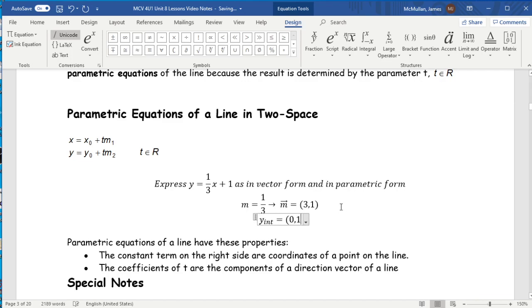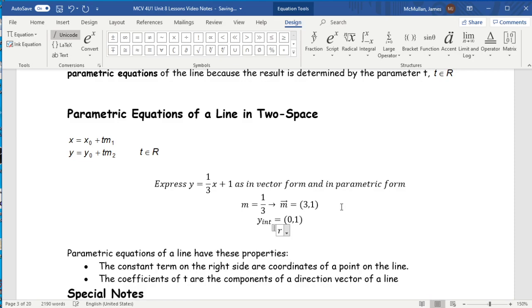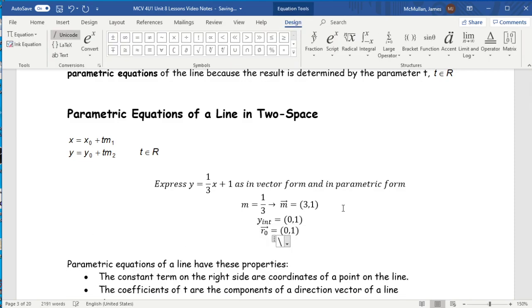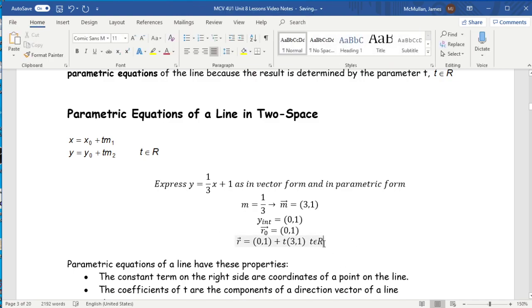Now we know the y-intercept of this point is 0, 1. So r0 vec is equal to 0, 1. So the vector equation of the line would be r vec equals 0, 1, which is the point, plus t times 3, 1, where t is some real number.